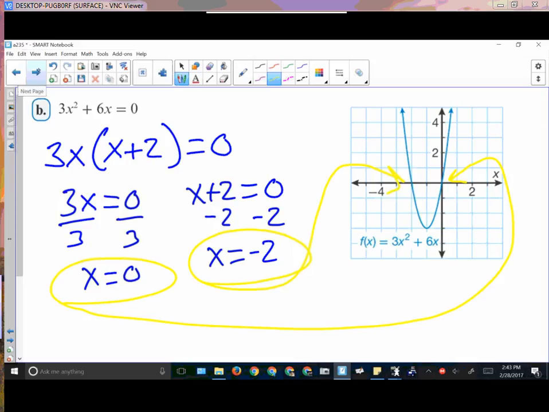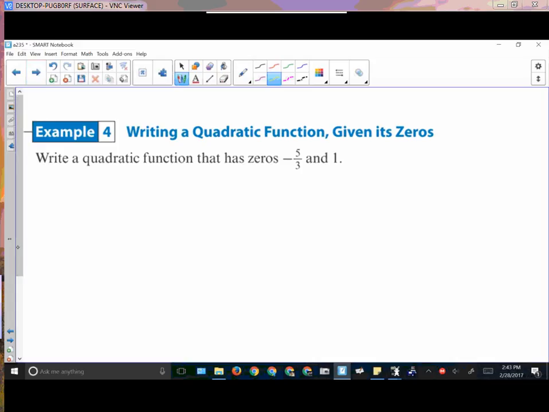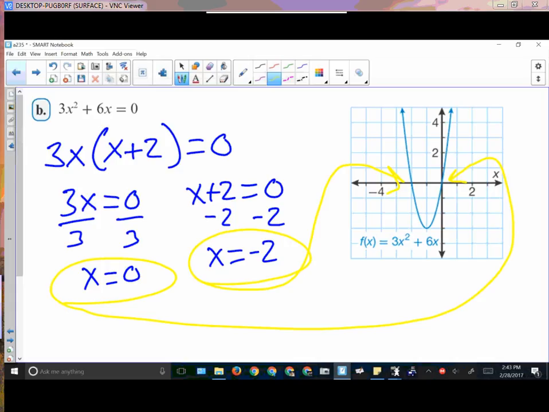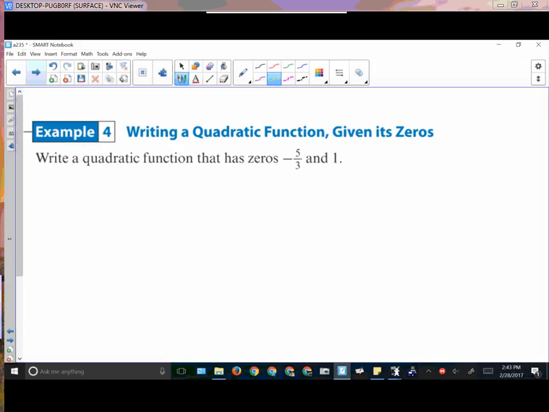So, what happens if we have to go the other way? Well, I'm going to keep going back and forth between this page and the last one. If I look at this, x was equal to 0 and x was equal to negative 2. So that means for this one, I am going to have x is equal to negative 5/3 and x is equal to 1.